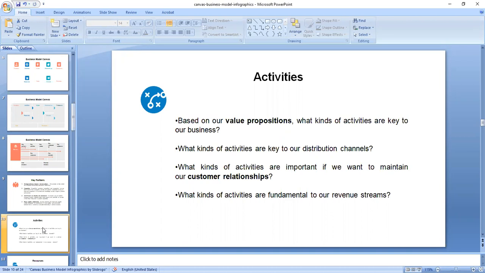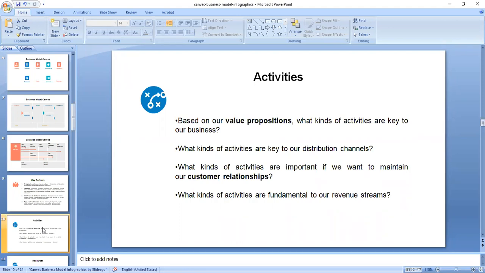What kind of activities are key to your distribution channels? So you ensure that your target customer receives what they ought to receive. So what are these activities that are key to your distribution channels? Another thing is what kinds of activities are important if you want to maintain your customer relationship. So that is why from the activities, it points out to the values, and the last part is customer. Because at the end of everything, you have to satisfy your customer. So what kind of activities are important if we want to maintain our customer relationship?